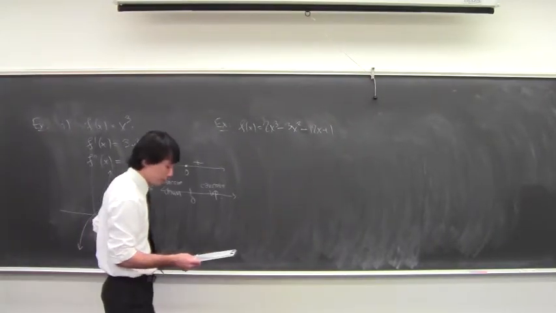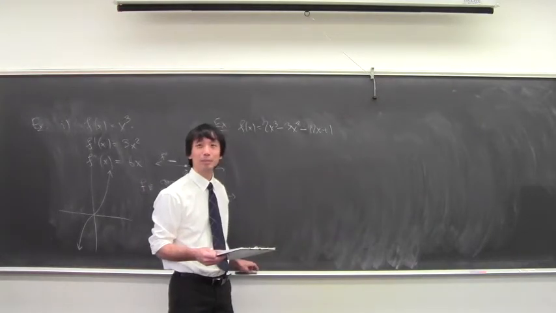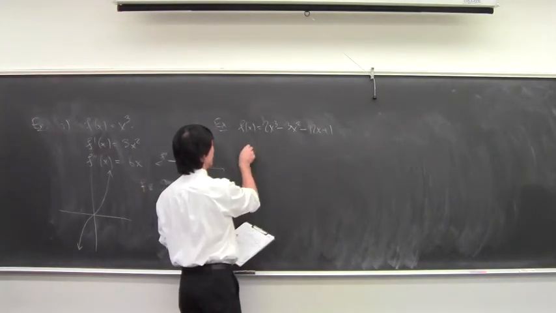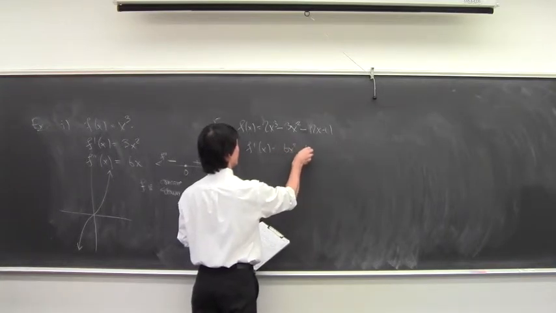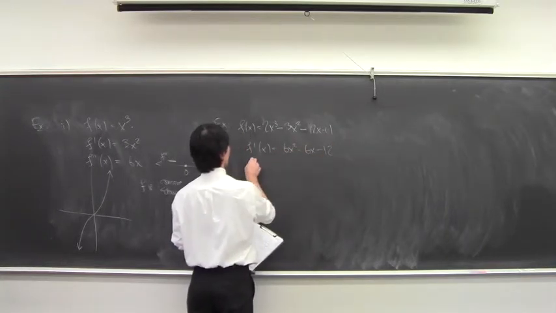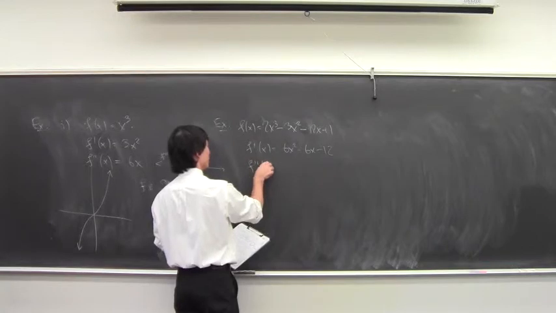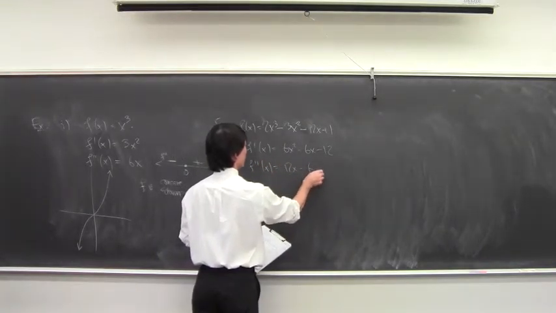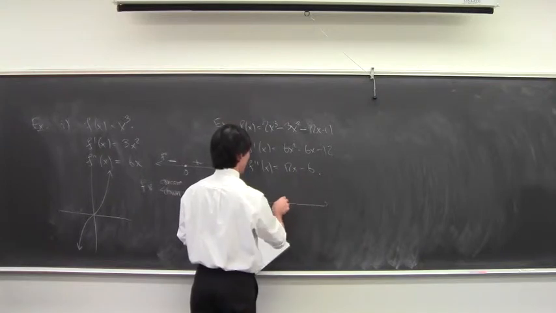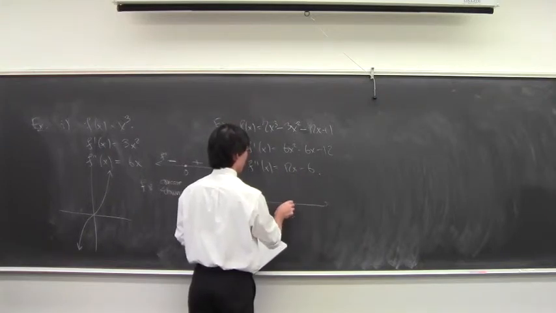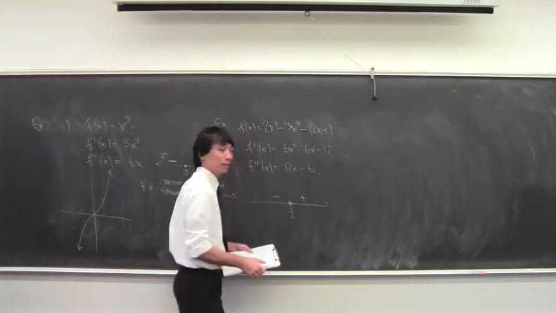Okay, who would like to say what? Kayla, go ahead. So f prime is 6x squared minus 6x minus 12. And the double prime is 12x minus 6. It equals 0 at x equals 1/2. And then I plugged in 0 and 1, and I got negative and positive.